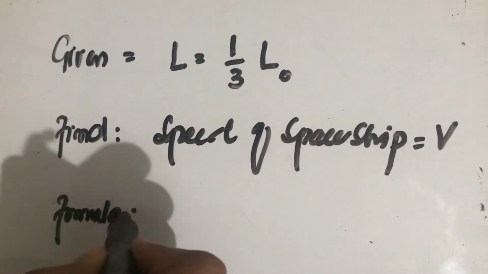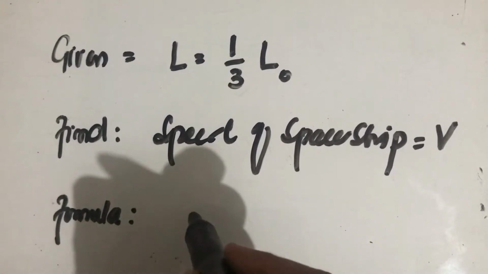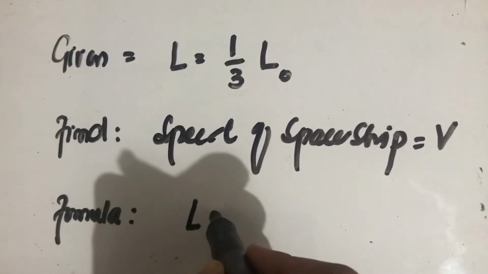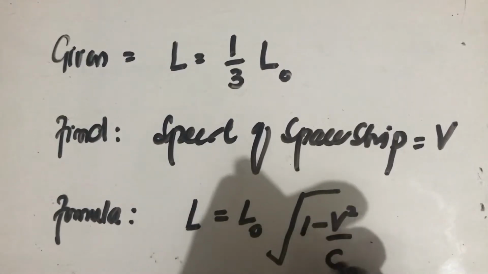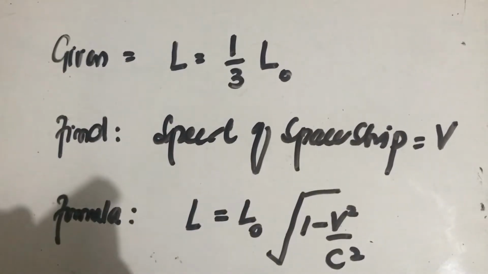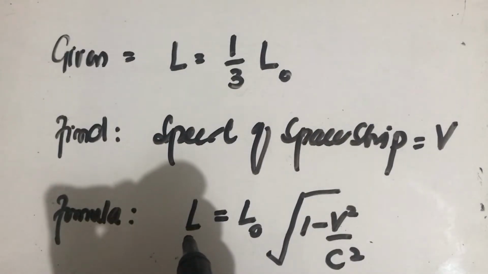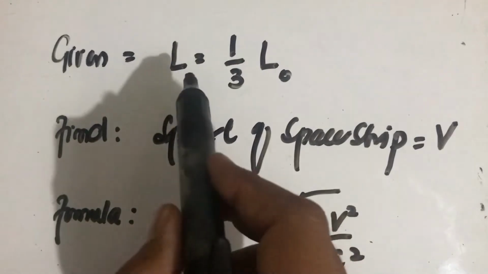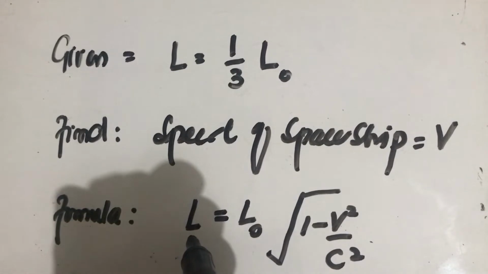or formula for this problem is the relativistic equation, which is known as the formula for length contraction. So L equal to L naught under the root of 1 minus v square divided by c square. So now it is easy to understand and solve. So we have a given L and we have a formula. So the value of L, which is 1/3 L naught, and we have L in this equation.